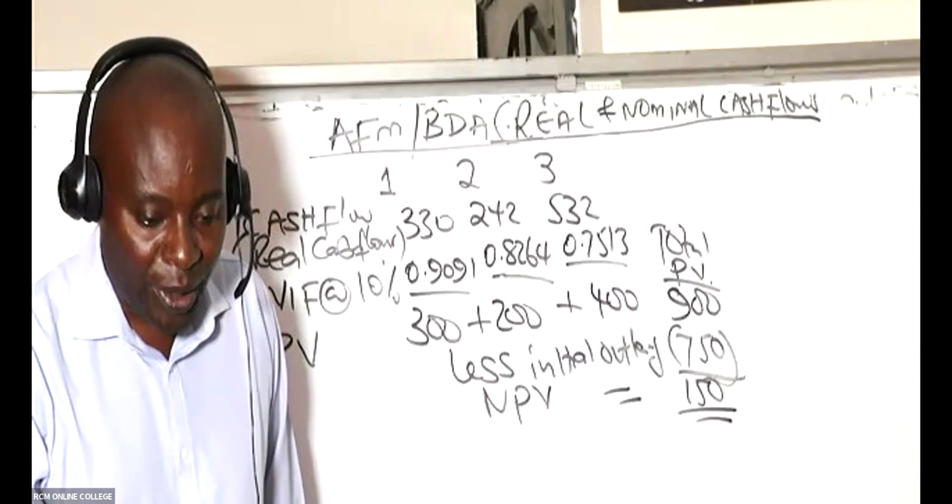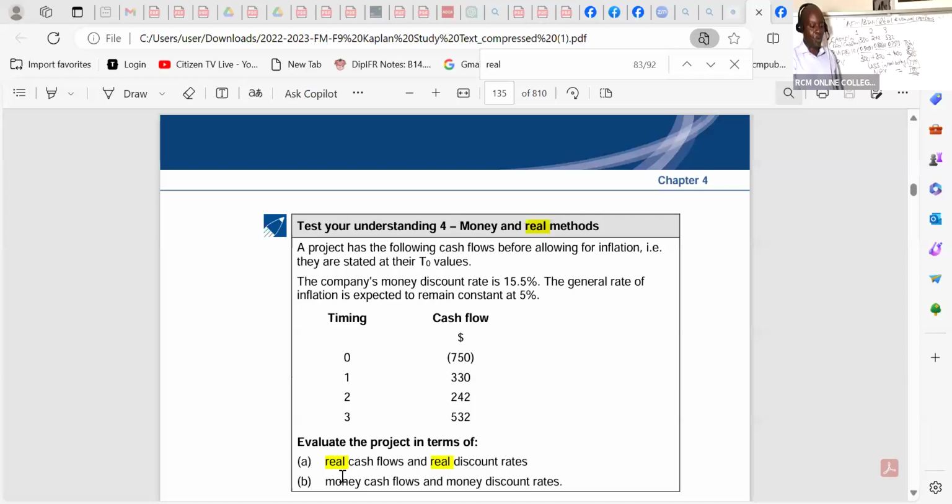You are a very good student here. Now, ladies and gentlemen, please come here. Look at part 2. Part 2 now, this is where my concepts of today are predicated. Once you understand this part B, then you are good to go. So you're told here money cash flows and now money discount rates. At least we have a money discount rate.